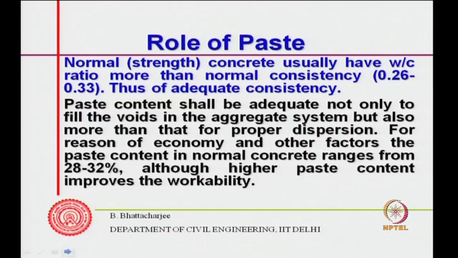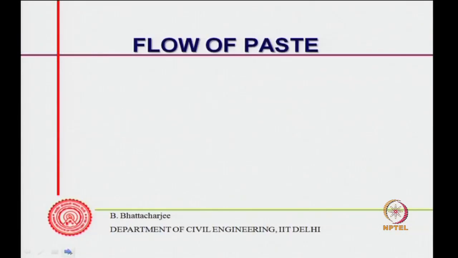For reasons of economy and other factors, the paste content in normal concrete ranges from 28 to 32%, although higher paste content improves the workability, because paste contains cement and that is the costliest material. So, that is why people have a tendency to keep the paste content to a minimum, and mix proportioning would be done accordingly.